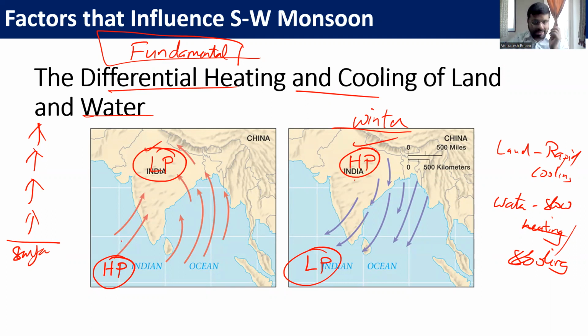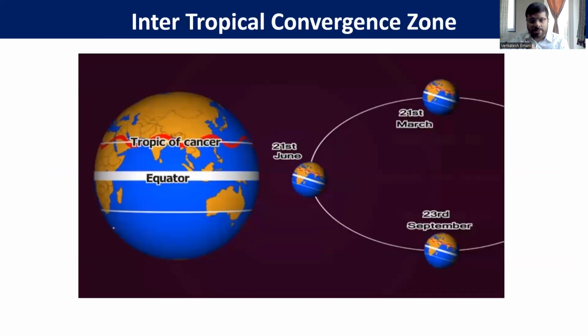Okay, so the base is this, but this concept could not explain everything. It could not explain the burst. It could not explain the breaks. Now let us go to the next concept. There is something called ITCZ, the second factor, the intertropical convergence zone. Now, what is the intertropical convergence zone?